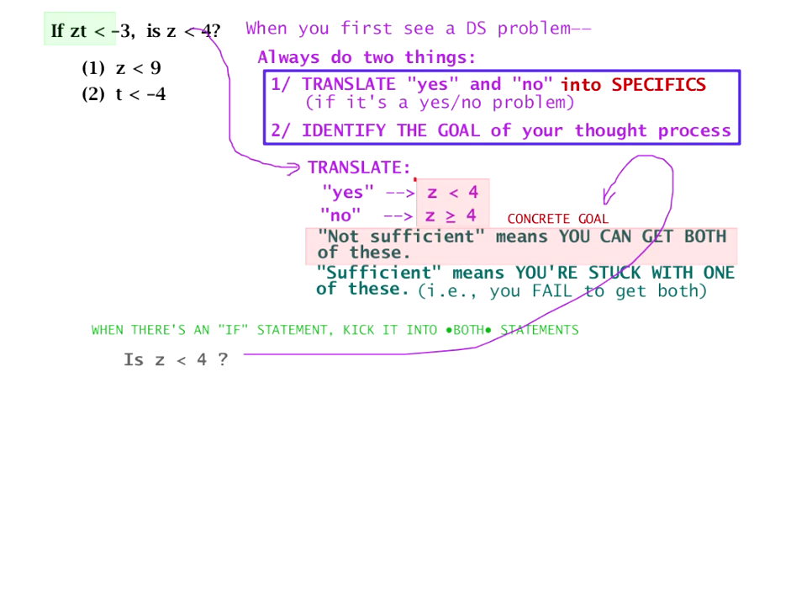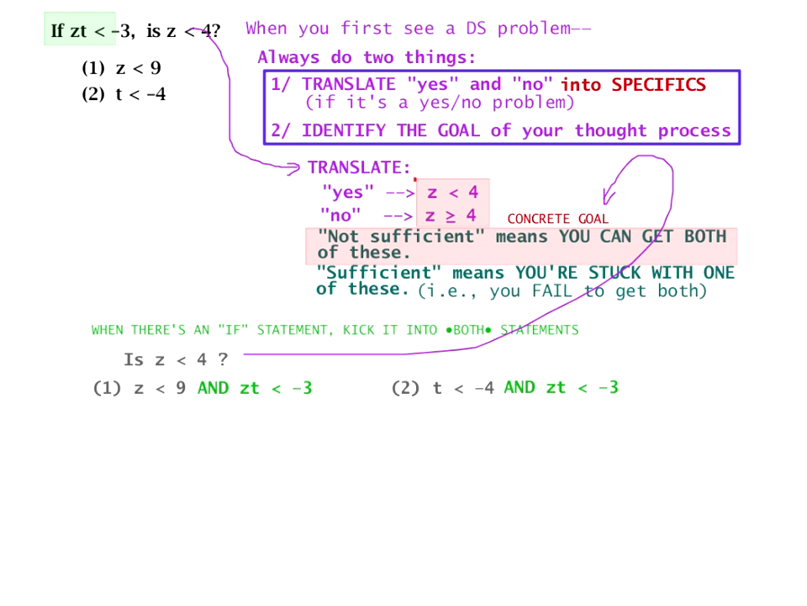Statement 1 is z is less than 9, but also we know at the same time that zt is less than -3. There we go. And then statement 2 is t is less than -4, but then we also know that this is true again. And this is probably an easier way to think about it, only because you are not looking in two places all at the same time.